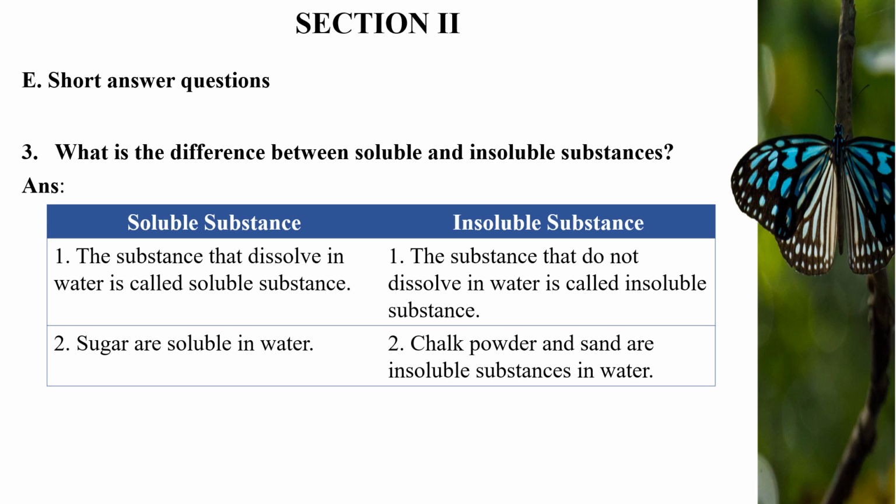What is the difference between soluble and insoluble substances? Answer, the substance that dissolves in water is called a soluble substance, and the substance that does not dissolve in water is called an insoluble substance. An example of a soluble substance is sugar. Sugar is soluble in water. An example of an insoluble substance is chalk powder and sand also. Chalk powder and sand are insoluble substances in water.